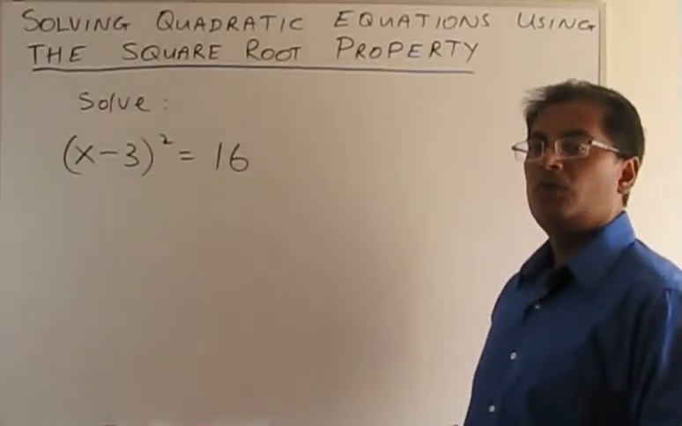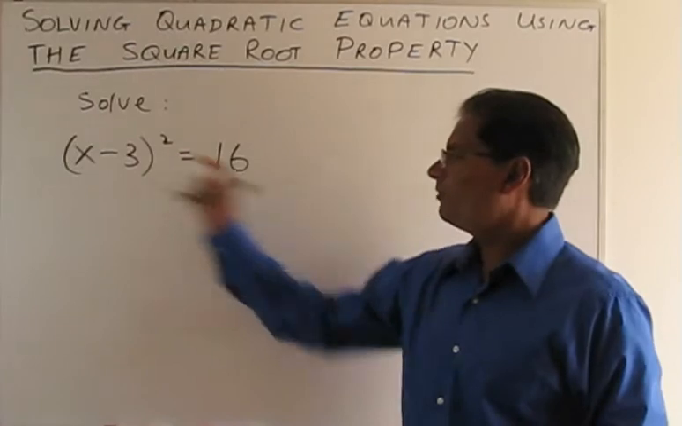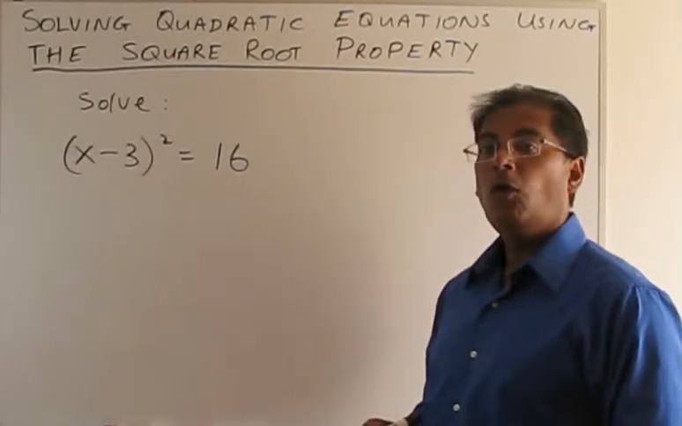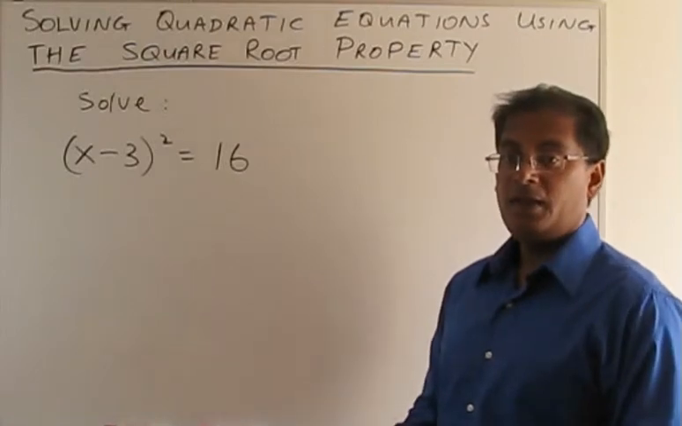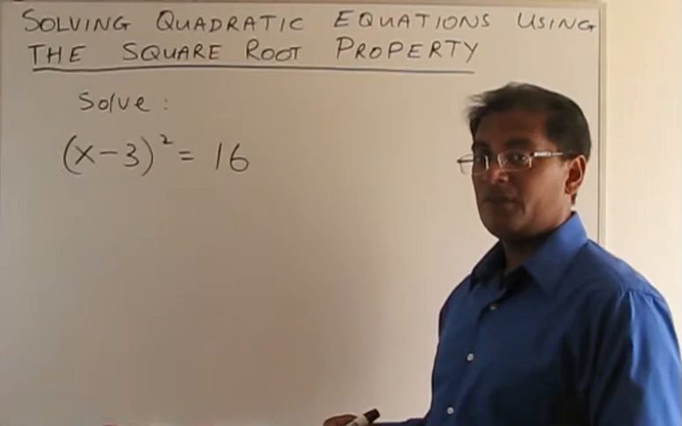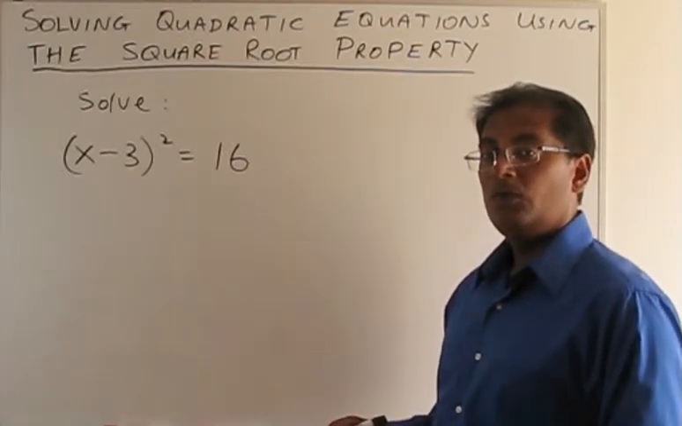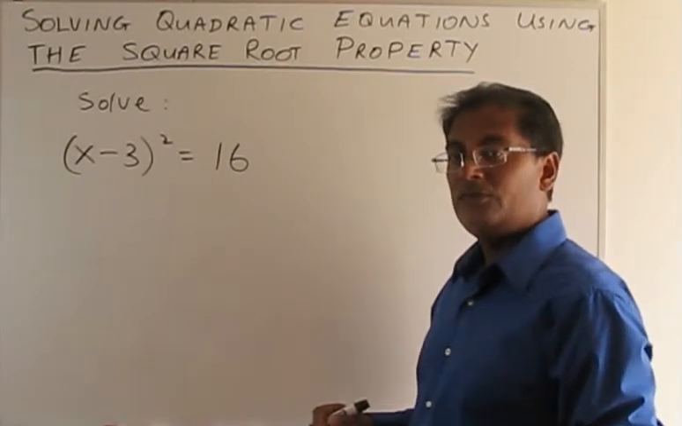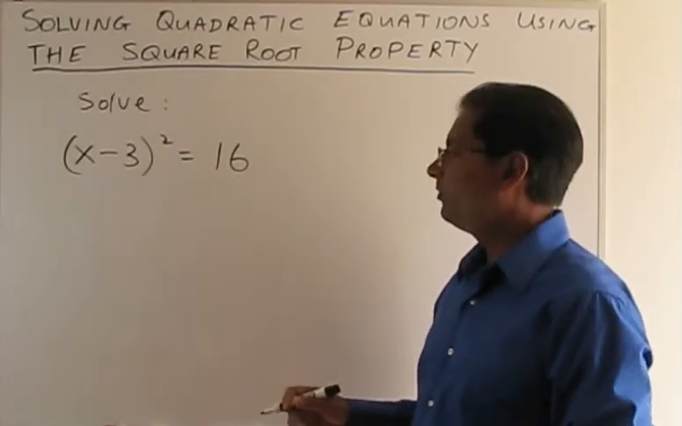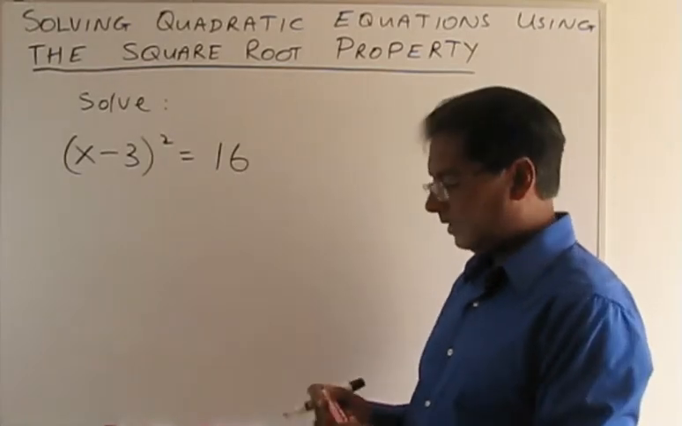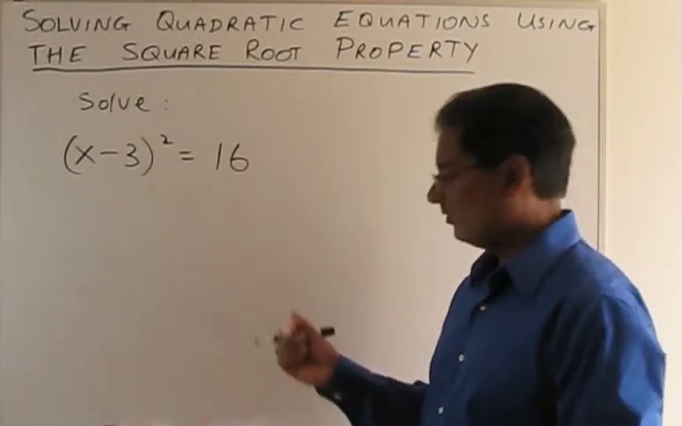Here we're asked to solve the quadratic equation (x - 3)^2 = 16. Now normally you want to isolate the x squared. In this case we have a squared term on the left side, so we have it isolated already. What we need to do now is square root both sides. In other words, we need to get rid of that square on the left side.